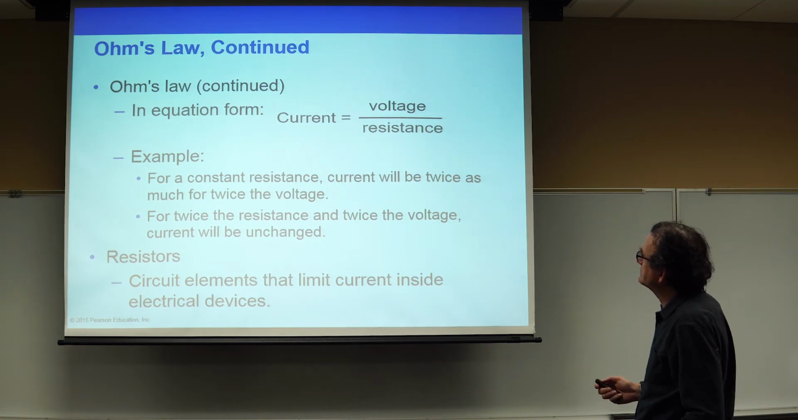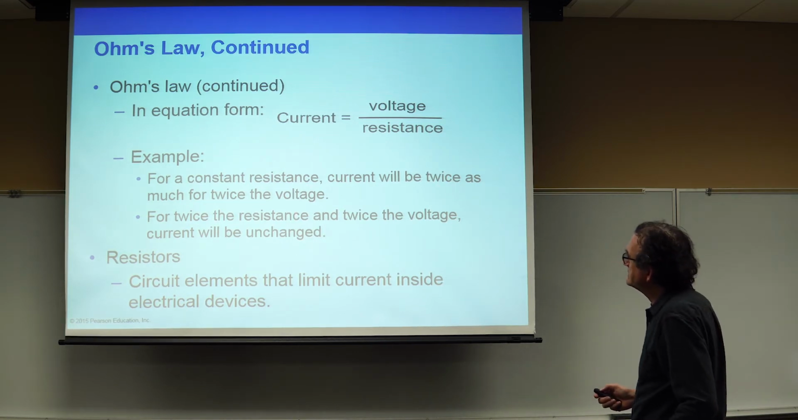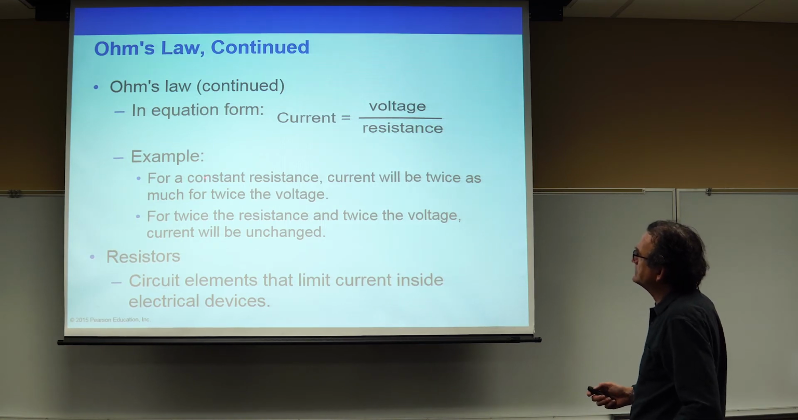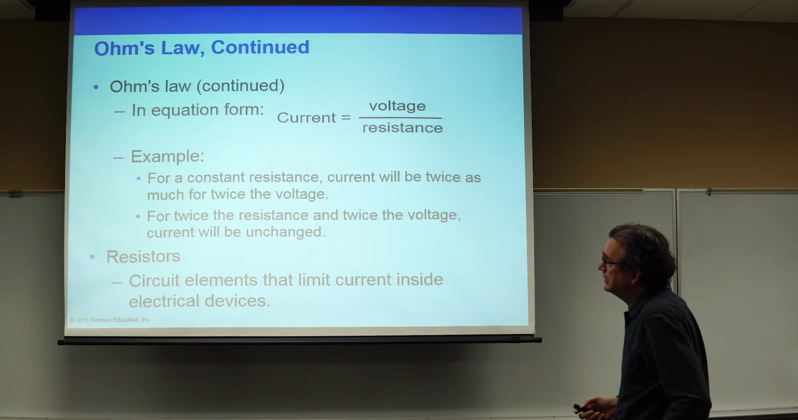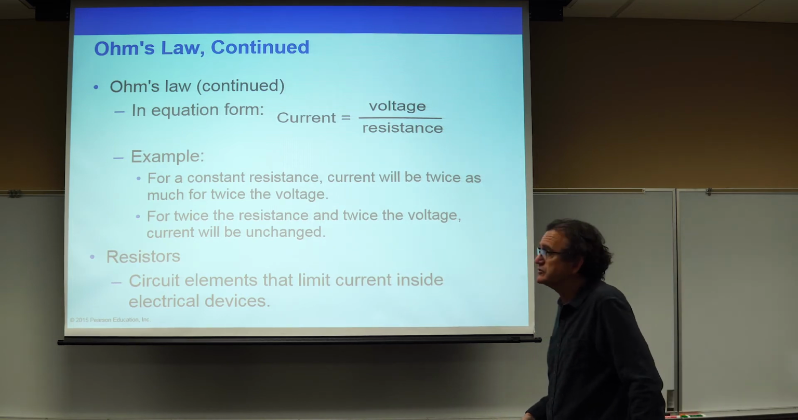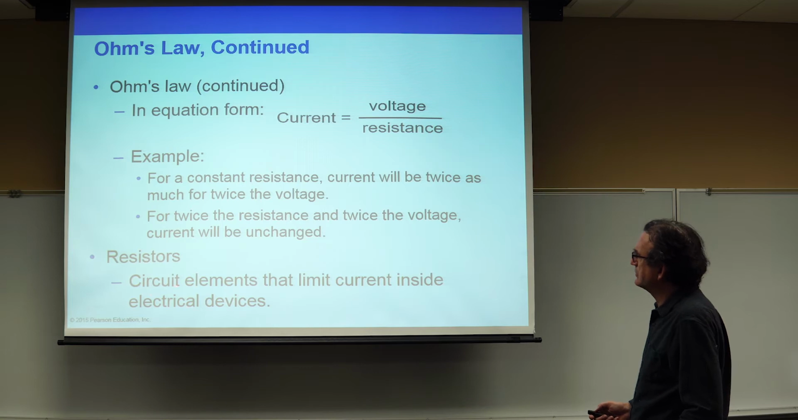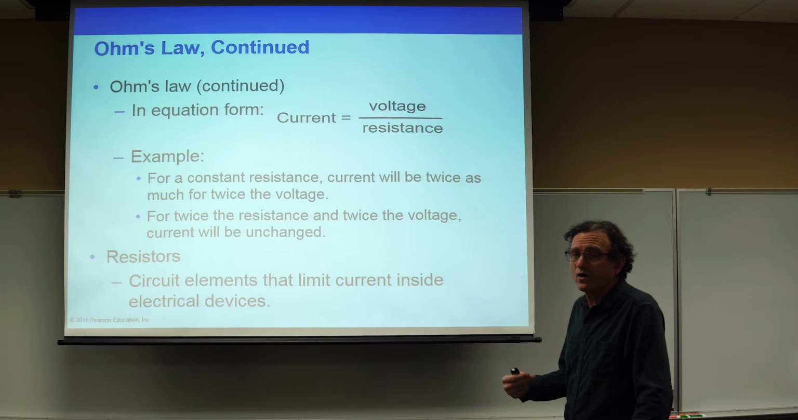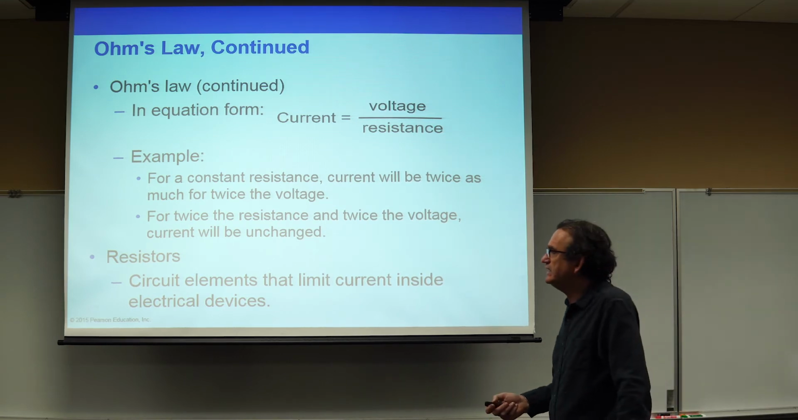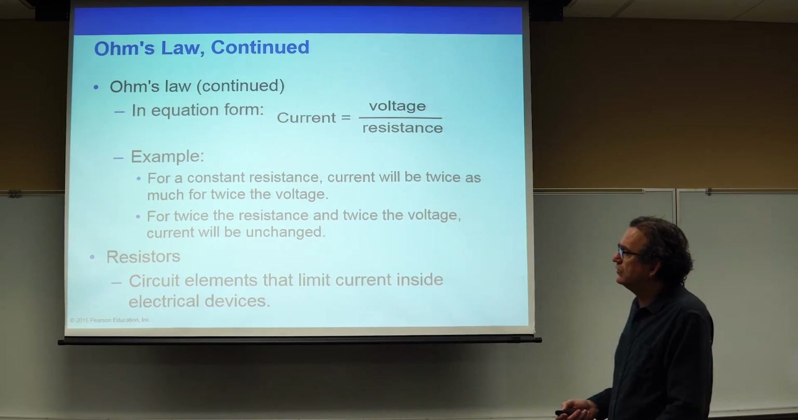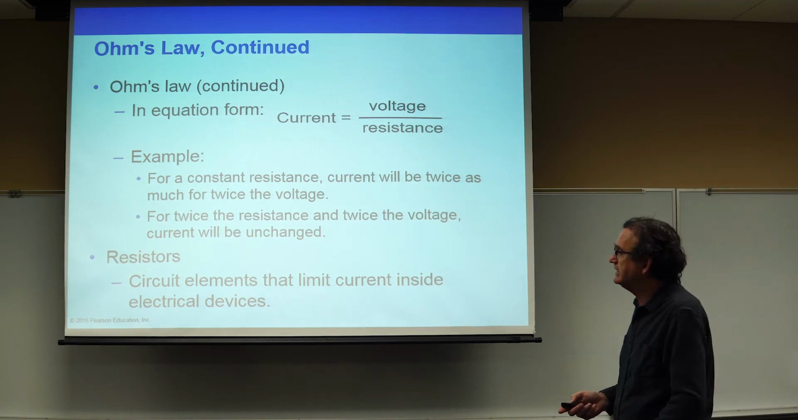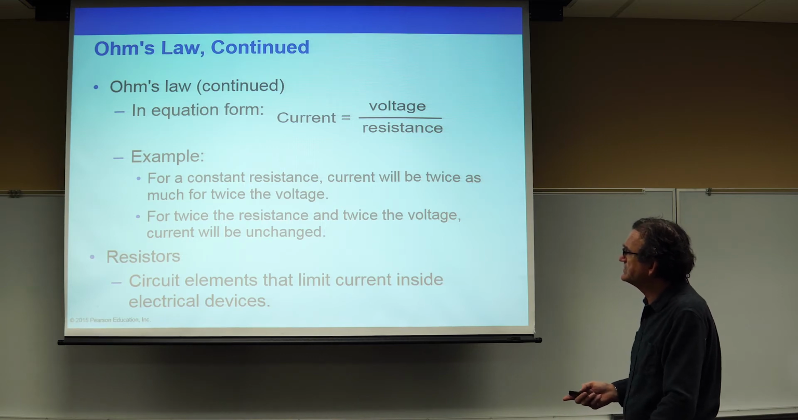So for example, for a constant resistance, current will be twice as much for twice the voltage. And for twice the resistance and twice the voltage, the current will be unchanged. Makes sense. If I have twice the resistance and don't change the voltage, then the current will go down to half of its original value. And the purpose of resistors in circuits is to limit the current inside the devices. It's also often used to generate heat, which is what you need in a hairdryer, a toaster, or a light bulb. Those resistors come as part of the device that's causing the light or heat to occur. We don't have to add them in as extra elements.